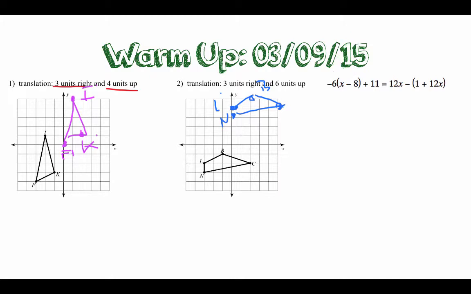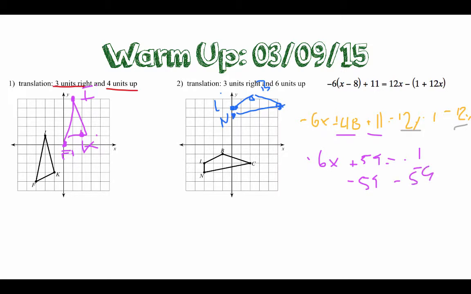I get a minus 6x plus 48 plus 11 equals 12x minus 1 minus 12x. Now combine my like terms. Right, here's a 48 and 11. Here's a 12x and a minus 12x, right? So what I have left over is minus 6x plus 59 equals negative 1. Subtract 59 from both sides, and I'm left with negative 6x equals negative 60. So negative 6x divided by negative 6, divided by negative 6, and x equals 10, and we are done.